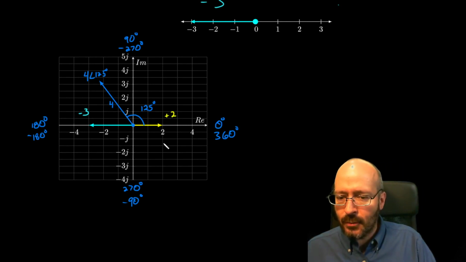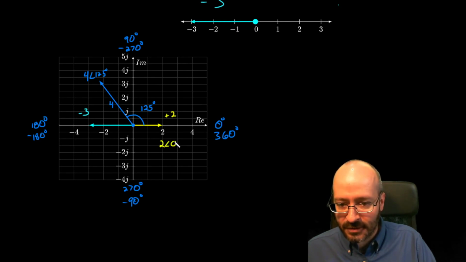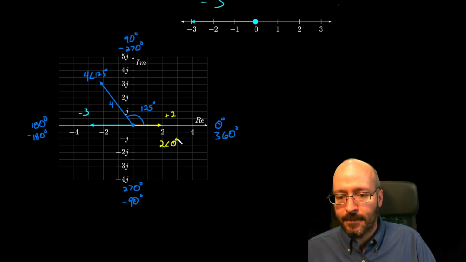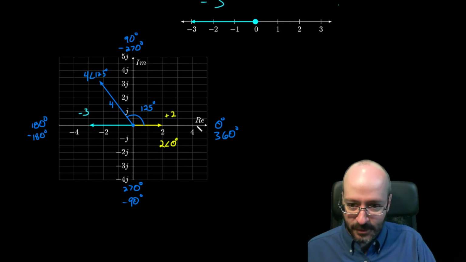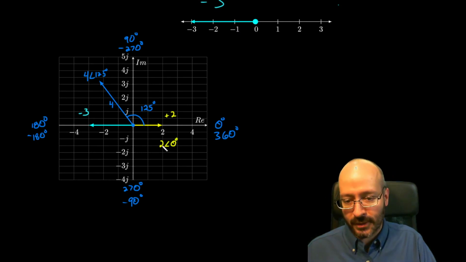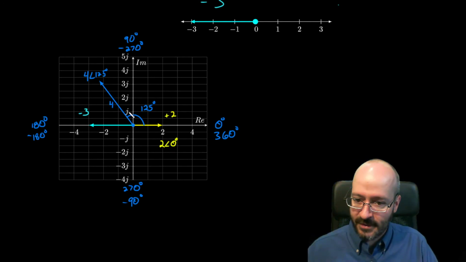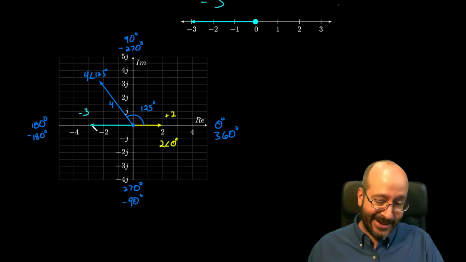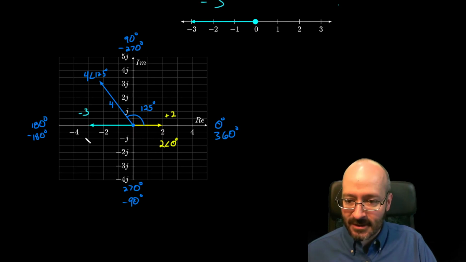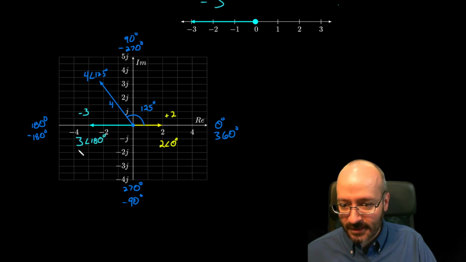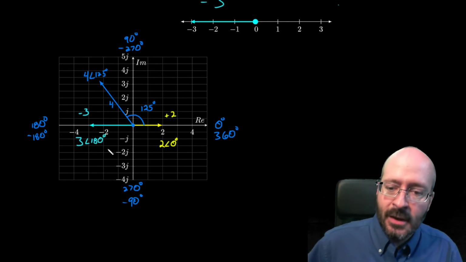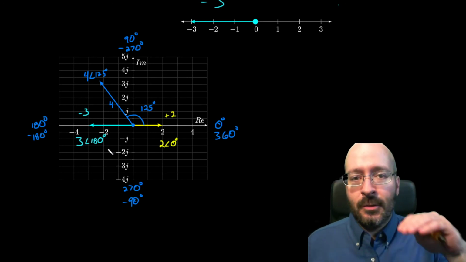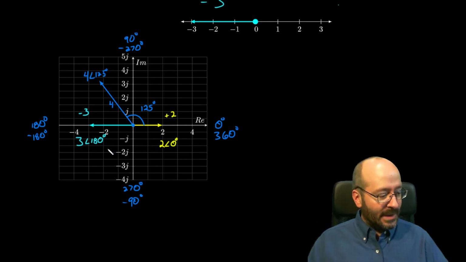Okay, so the 2, we can really think of as 2 at an angle of 0 degrees. Because that's along the 0 degree line, and it's a distance of 2. So again, I get distance and I get direction. Negative 3, I can think of as 3 at an angle of 180 degrees. Okay, we get distance and we get direction. Everything we do in 1 dimension extends to 2 dimensions.